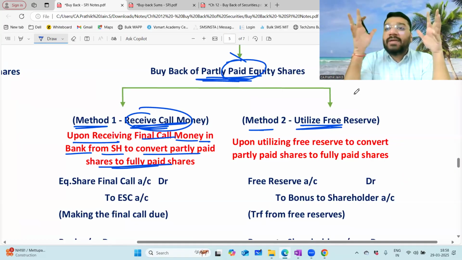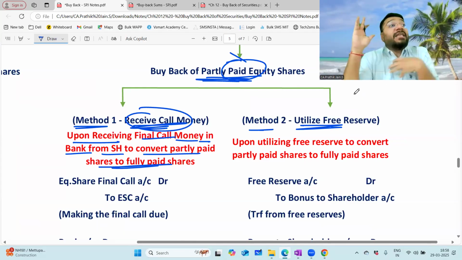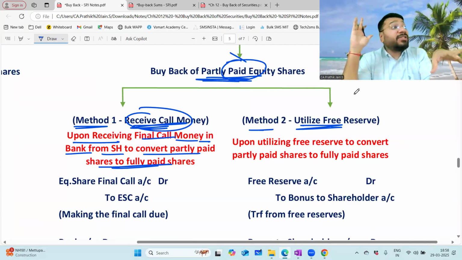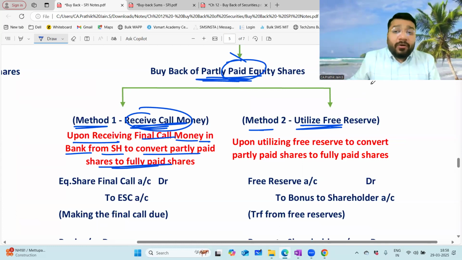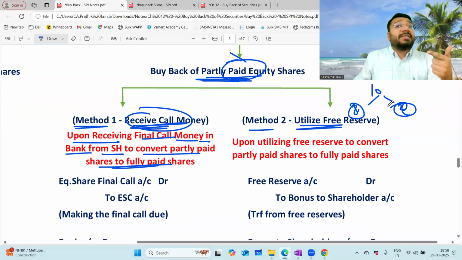This is the concept we discussed elaborately in CA Foundation as bonus issue. Bonus means I'm giving additional shares to my existing shareholders free of cost. Out of 10 rupees, I tell the shareholder, you just pay 8 rupees from your pocket, and the remaining 2 rupees I will pay from my reserves. So bonus is nothing but capitalization of reserves. Capitalization of reserves means you're transferring money from your reserve account to the bonus account.